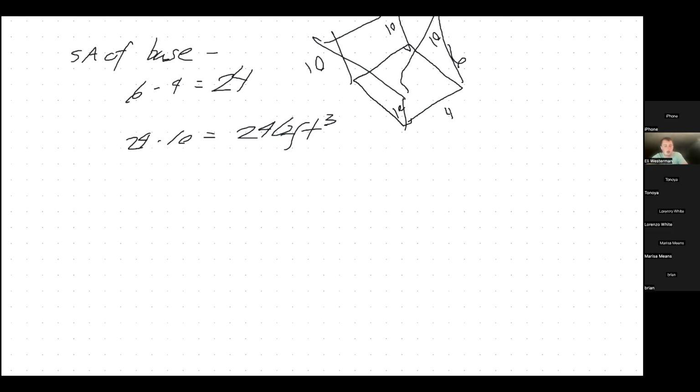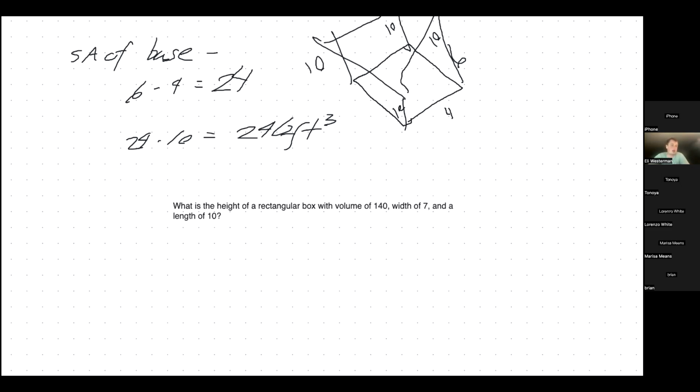Let's do a slightly harder one. I'm going to type it in. What is the height of a rectangular box with a volume of 140, width of 7, and a length of 10?